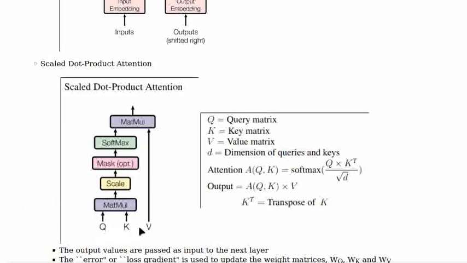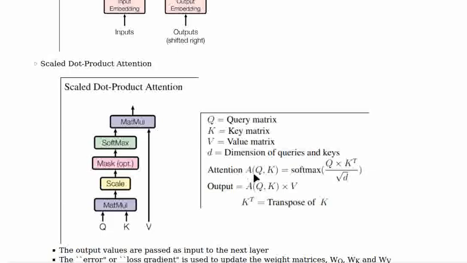Here, we discuss a simpler case called scaled dot product attention. The input consists of queries and keys of dimension D. We compute the dot products of the query with all keys, divide each by the square root of D, and apply a softmax activation function to obtain the weights on the values. In practice, we compute the attention function on a set of queries simultaneously, packed together into a matrix Q. The keys and values are also packed together into matrices K and V. We compute the matrix of outputs with this formula.